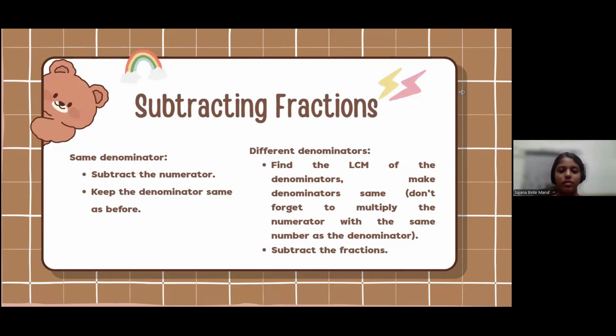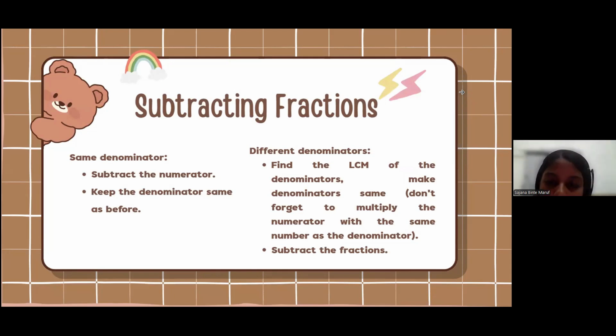Subtracting fractions. Same denominator: subtract the numerators, keep the denominator the same as before. Let's think about one example like 2 by 10 minus 1 by 10. The denominators are both 10, so we subtract 1 from 2, and we get 1 by 10, which is the answer.